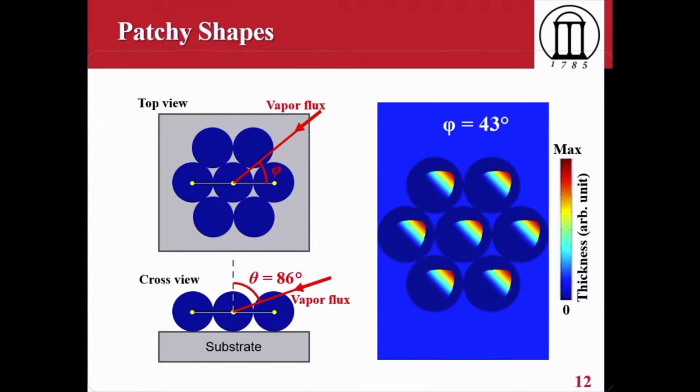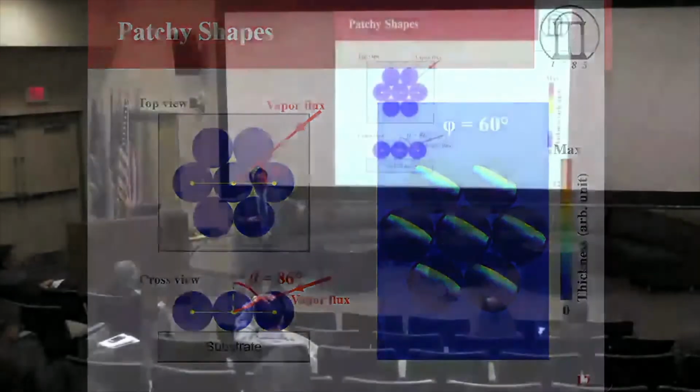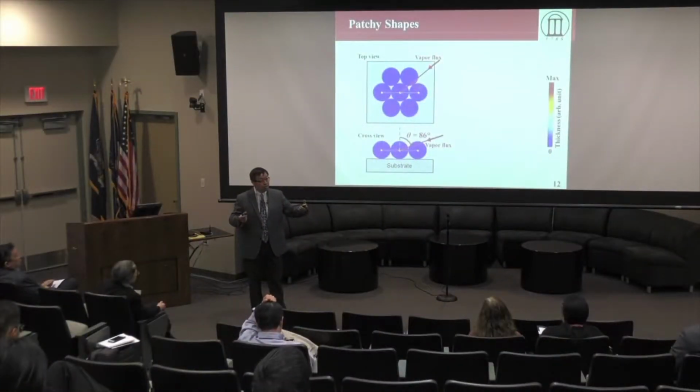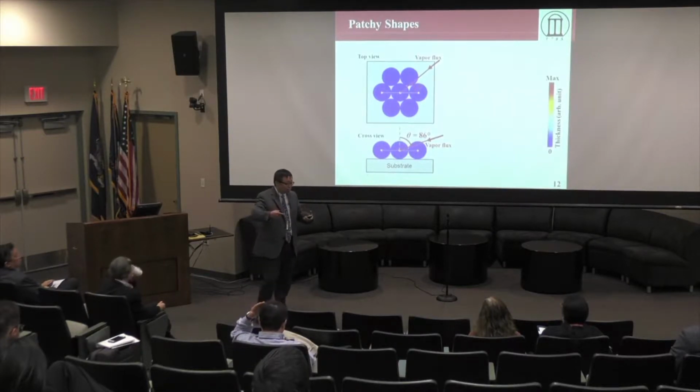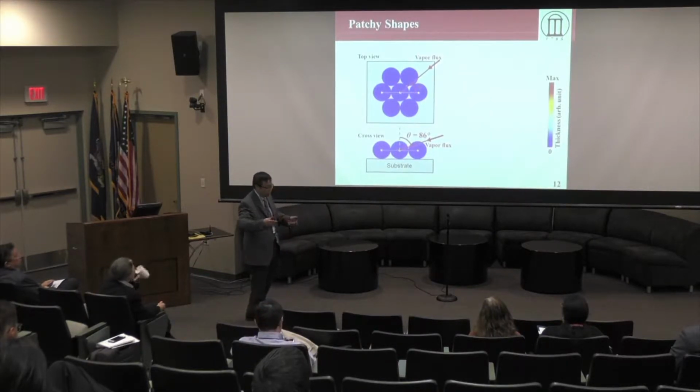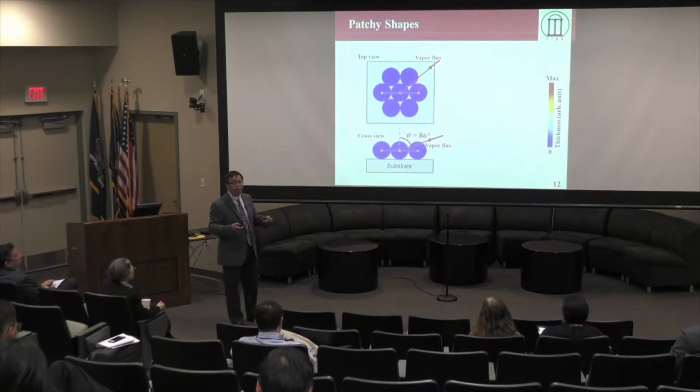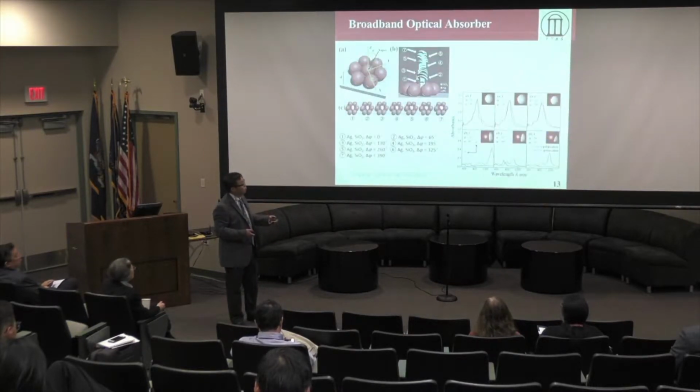Now we can actually utilize this. We know that if we deposit silver, silver has so-called localized surface plasmon resonance. Now if the structure is anisotropic, then it has a different LSPR mode, longitudinally and also vertically, perpendicular to that. So if you look at the properties of those, we can utilize this kind of different shape to engineer a so-called broadband optical absorber.